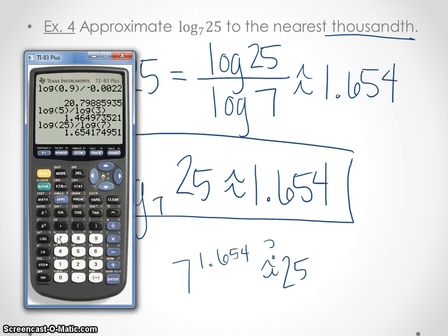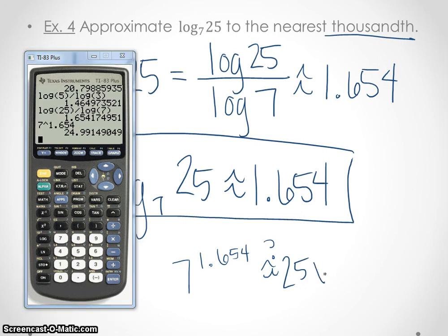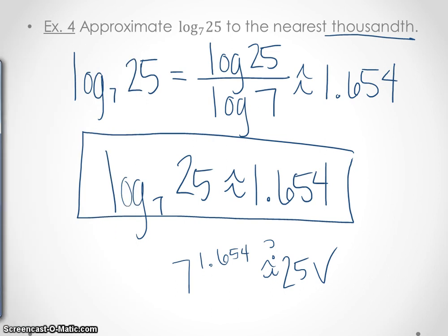We can always go check this. So 7 to the, there we go. I'm actually going to put the rounded answer in there, 1.654, so that you can see what happens. It's about 25. There you go. It's 24.99. That's pretty darn close. So we would say yes, it checks. So we know that we used our change of base property properly.